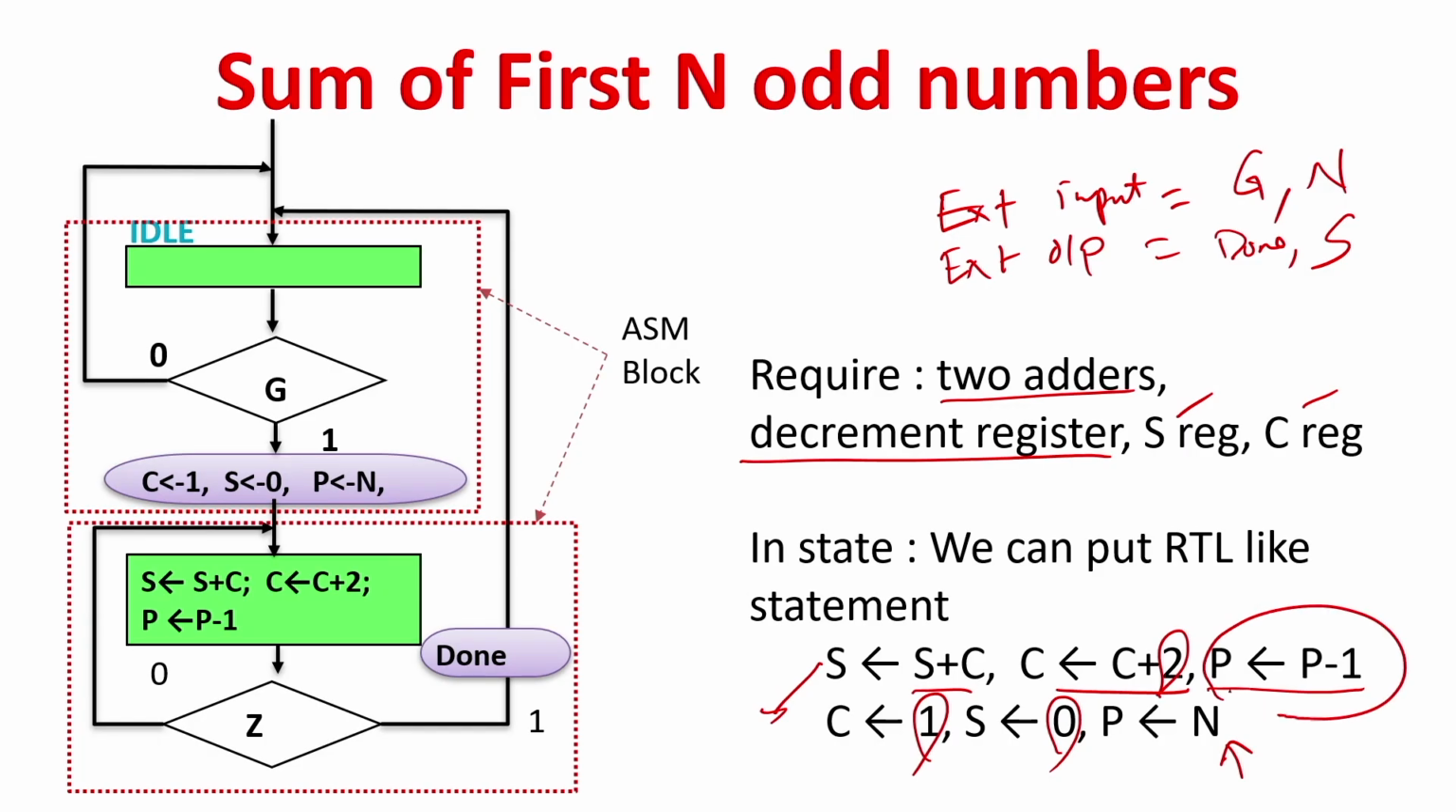And what is the status? Whenever we are doing the operation P is equal to P minus 1, it will generate a Z value. P equal to P minus 1 may result in 0. Whenever P is equal to 0, the Z value will be 1, and whenever Z is 1, it says it is done, and when it is done, the S value will be transferred to the output port. So, this is the ASM for this example, the sum of the first N odd numbers.